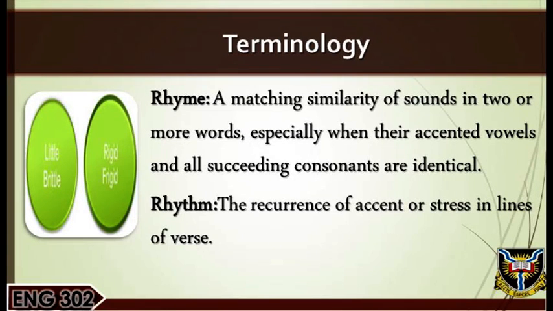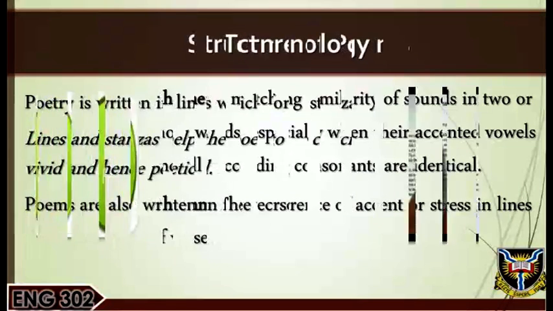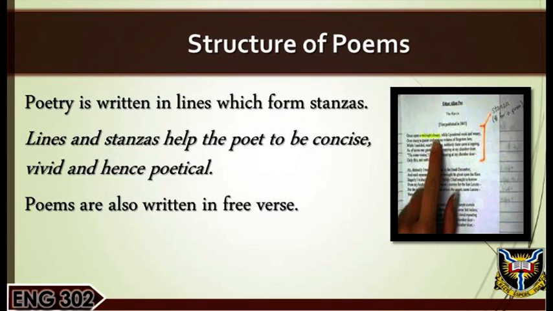Rhyme. A matching similarity of sounds in two or more words, especially when their accented vowels and all succeeding consonants are identical. Rhythm. The recurrence of accent or stress in lines of verse. The structure that poems take and the way their forms are organized is one of the distinctive characteristics of poems. This varies from writer to writer.